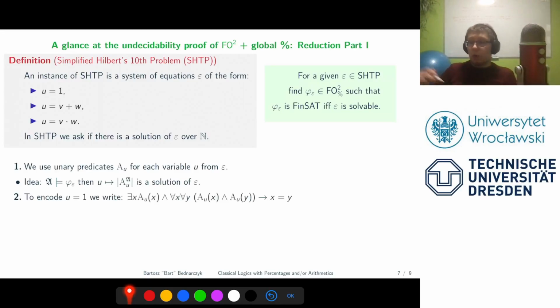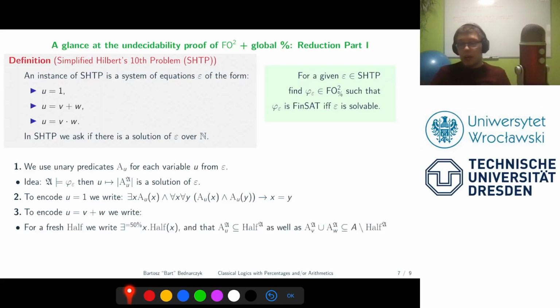And we need to encode these three types of equations. Encoding the first type is easy. I can basically say that there is precisely one element satisfying a u predicate. The second trick is to encode addition. And this is also quite easy once you remember the trick with equicardinality.